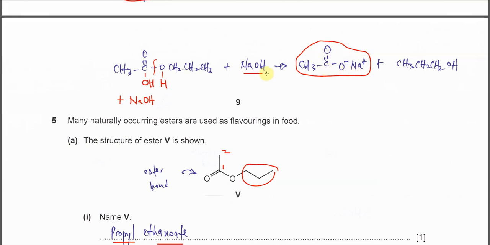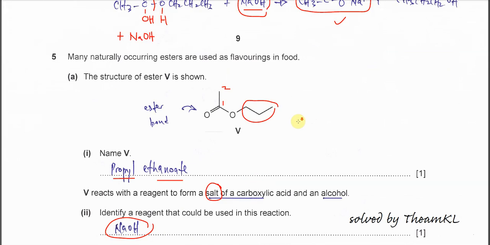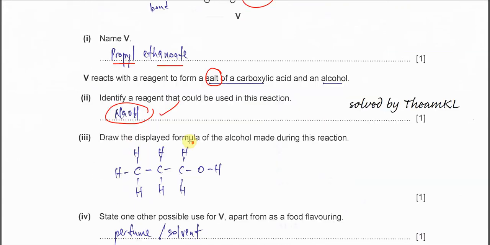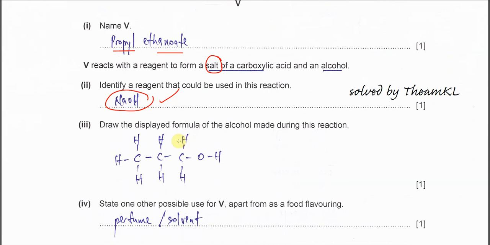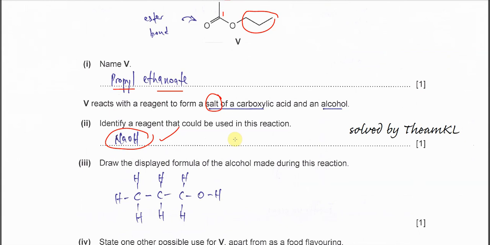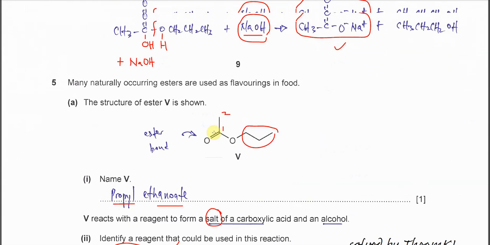So means we must use sodium hydroxide, because with sodium hydroxide, the carboxylic acid that forms here can further react with it, form this salt. Okay, that's why here we need sodium hydroxide. Okay, draw the display formula for the alcohol made during this reaction. The alcohol made is this.